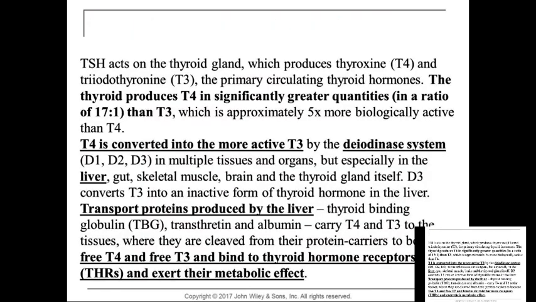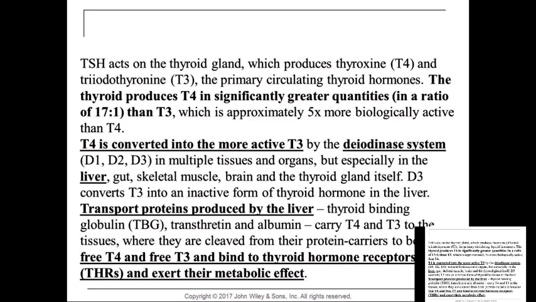TSH acts on the thyroid gland, which produces T4 and T3, the primary circulating thyroid hormone. The thyroid produces T4 in significantly greater quantities, in a ratio of 17 to 1 than T3, which is approximately 5 times more biologically active than T4. So T4 is converted to more active T3 by dehydrogenase, D1, D2, and D3, primarily D2, in multiple tissue organs, especially the liver. A little bit in the gut, skeletal muscle, brain, and the thyroid gland itself, but the majority is done by the liver.